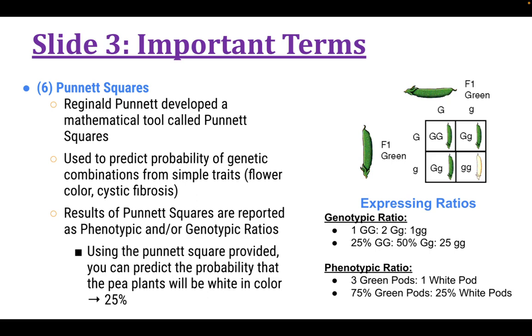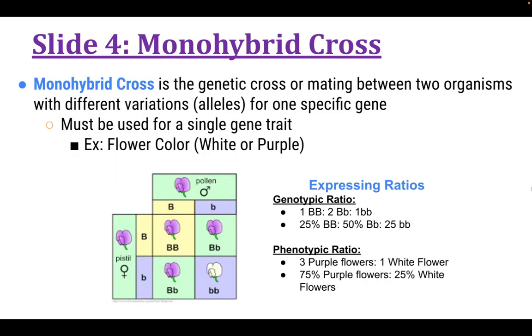Genotypic ratios are done similarly, but you're looking at the genotypes. So in this case, with this Punnett square, each box represents 25%. 25% of my offspring will have the homozygous dominant genotype. 50% will be heterozygous, and 25% will be homozygous recessive. A monohybrid cross uses Punnett squares, but we are just looking at 2 organisms mating or crossing with different variations of alleles for one specific gene.